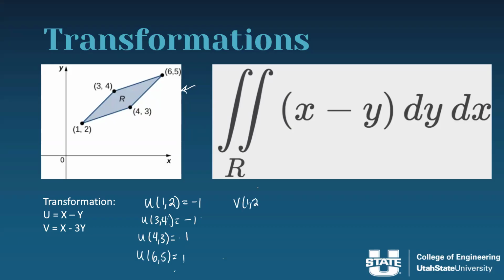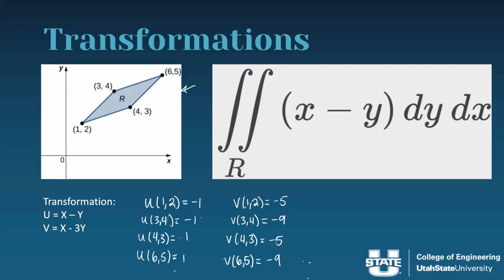V of 1, 2 is 1 minus 6, so that's minus 5. V of 3, 4 is 3 minus 12, so that's minus 9. V of 4, 3 is 4 minus 9, which is minus 5. And v of 6, 5 is 6 minus 15, which is minus 9.